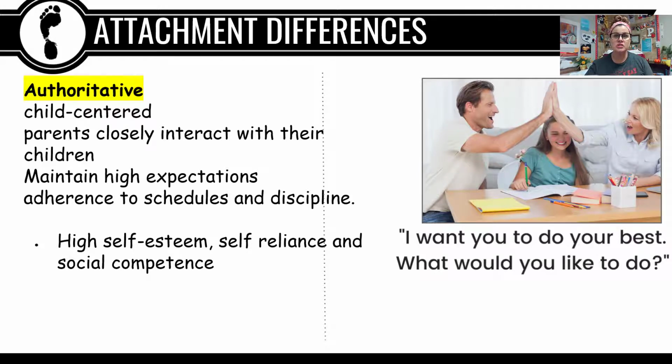The result of an authoritative parenting style is that these kids tend to report or tend to show higher self-esteem, self-reliance. They're able to take care of themselves, be more independent, and have a higher degree of social competence.